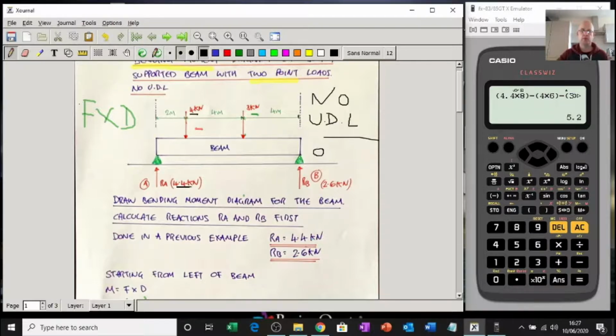I'm going to have this 4 times by 8. The 3 times by 4, and I'm also going to have this 2.6, but because I'm here, it's going to be times by 0.